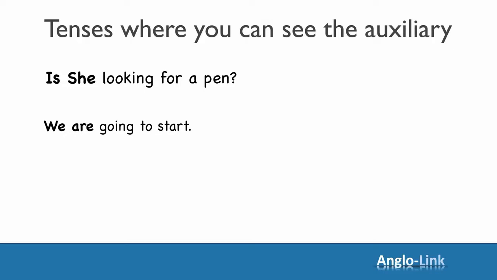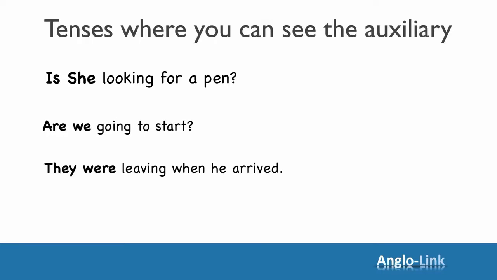We're going to start. Are we going to start? They were leaving when he arrived. Put were before they. Were they leaving when he arrived? Here we have the present perfect with the auxiliary has. Just move it behind she. Has she just left?